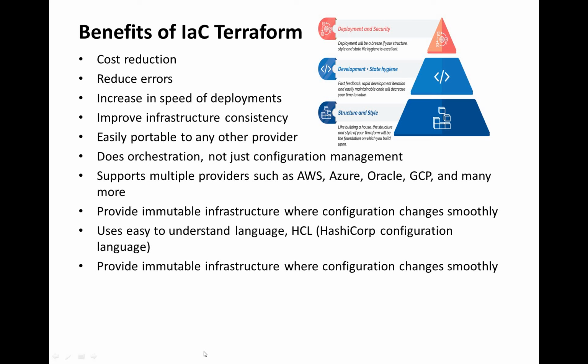Easily portable to other providers, yes. Today I am using Azure, so I will be using AzureRM for all my resources. Tomorrow your management decides to move from Azure to AWS. Then with minimum changes you can set up all your pipelines and all infra with AWS or GCP. It supports multiple providers: AWS, Azure, and GCP are the most used. Apart from that, Oracle and many other providers, which you can also use as part of your on premises.